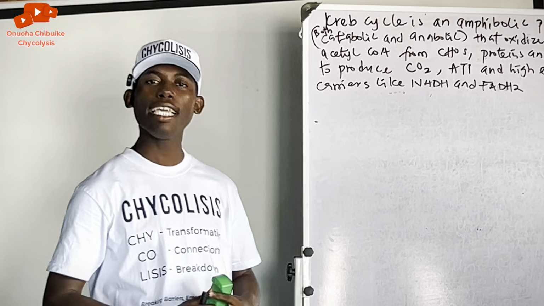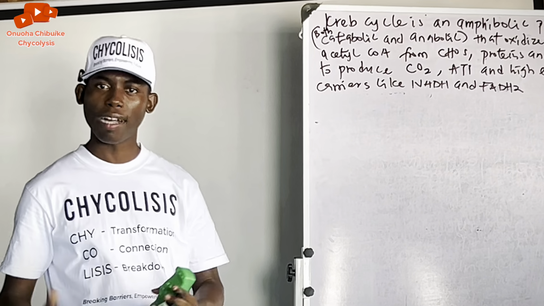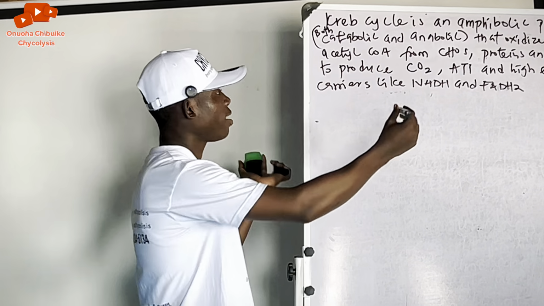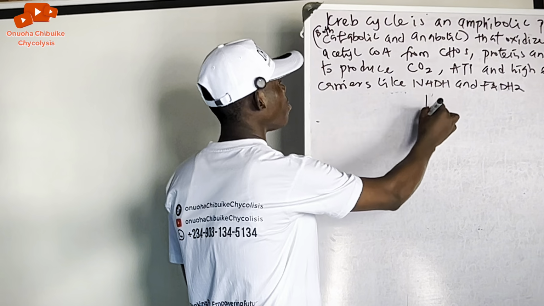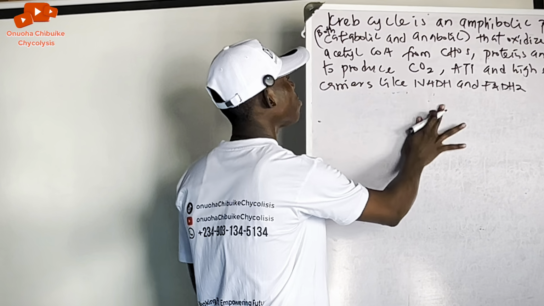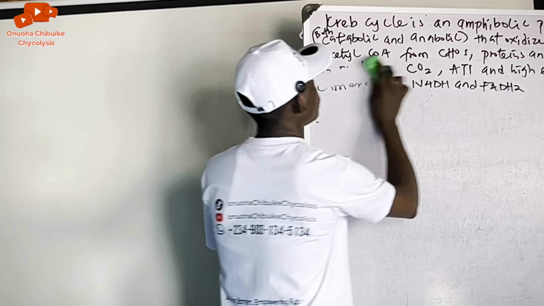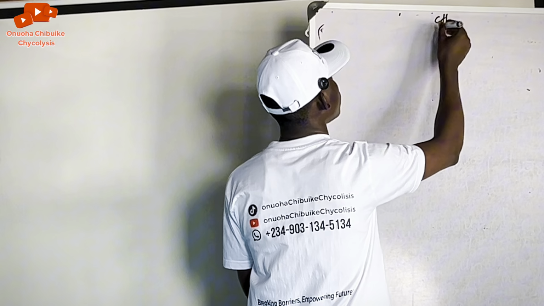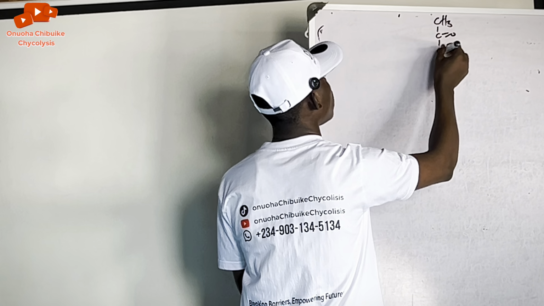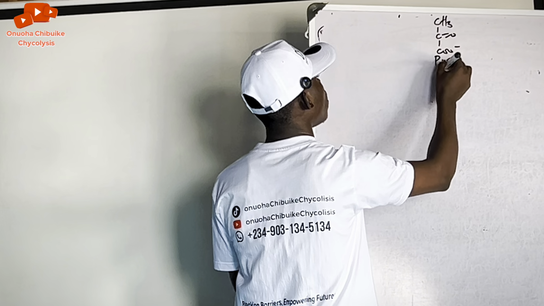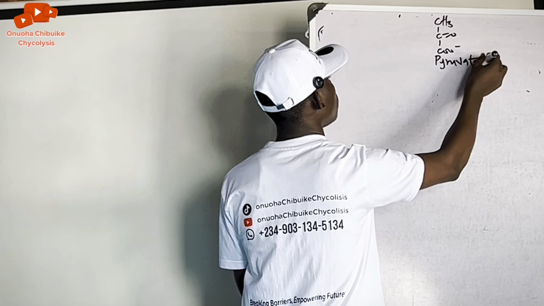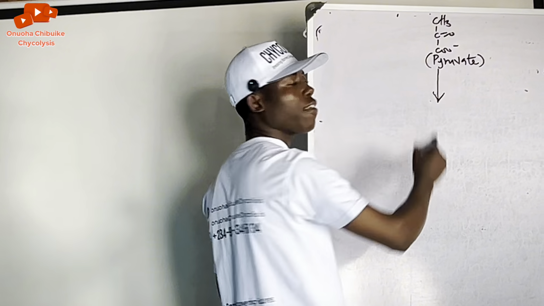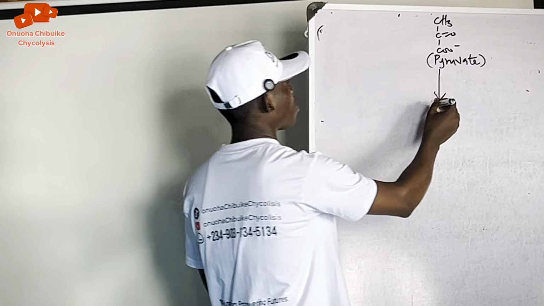So watch me as we draw the pathway or the cycle together. The cycle starts from the entrance of the pyruvate into the mitochondria, because that's where the TCA cycle takes place. So one of the fates of a pyruvate is that the pyruvate is converted to acetyl-CoA.